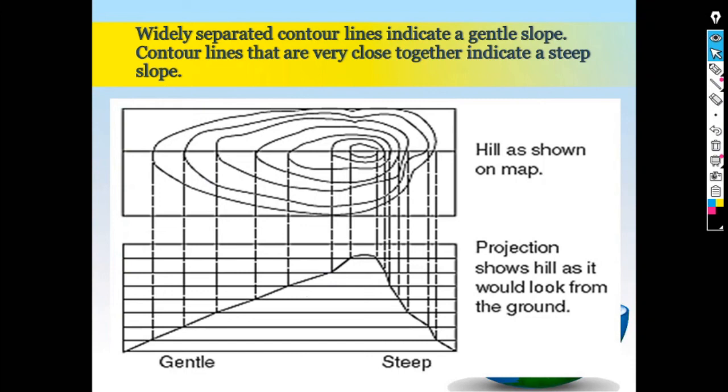If contour lines are close, as we can see over here, that means the slope is steeper. If contour lines are distant from each other, that means the slope is comparably gentler. So over here it is a steep slope, and the contour lines are close. Over here, compared to this, it is a gentle slope, and the contour lines are a bit away from each other.